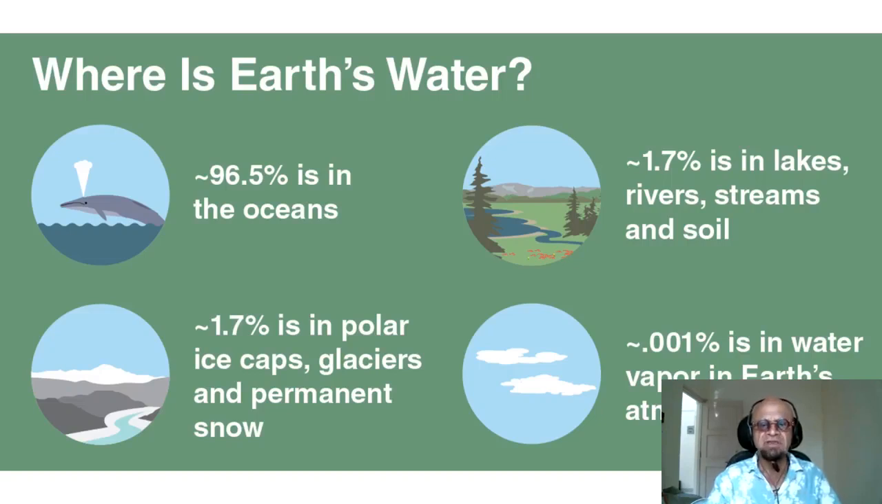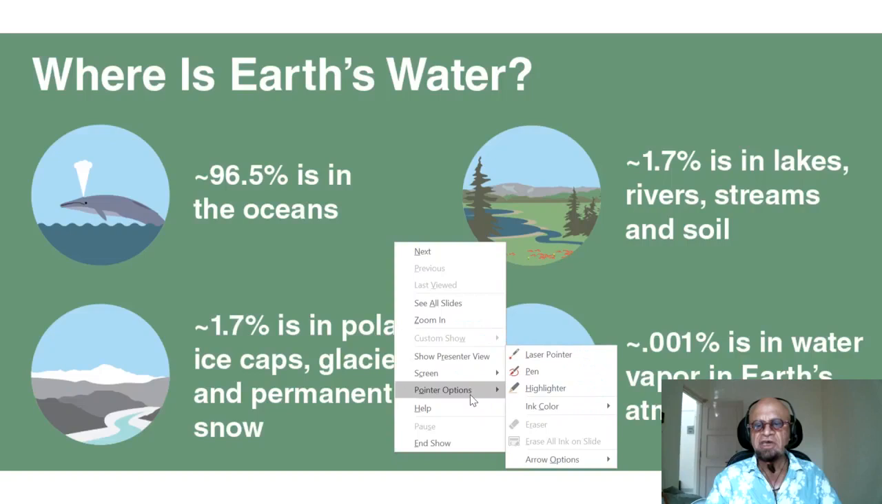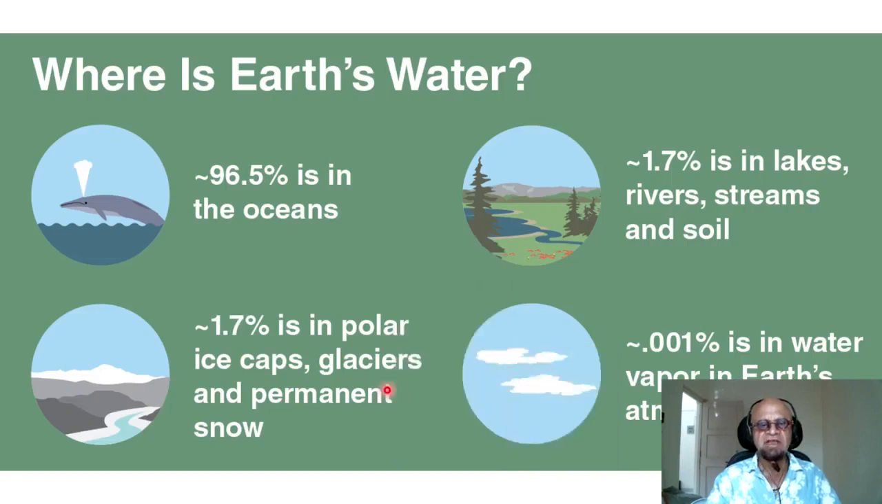Let's start with some simple facts again. I'm taking these figures from sites of NASA and other agencies that provide free figures. Where is Earth's water? 96.5% or so is in the oceans.